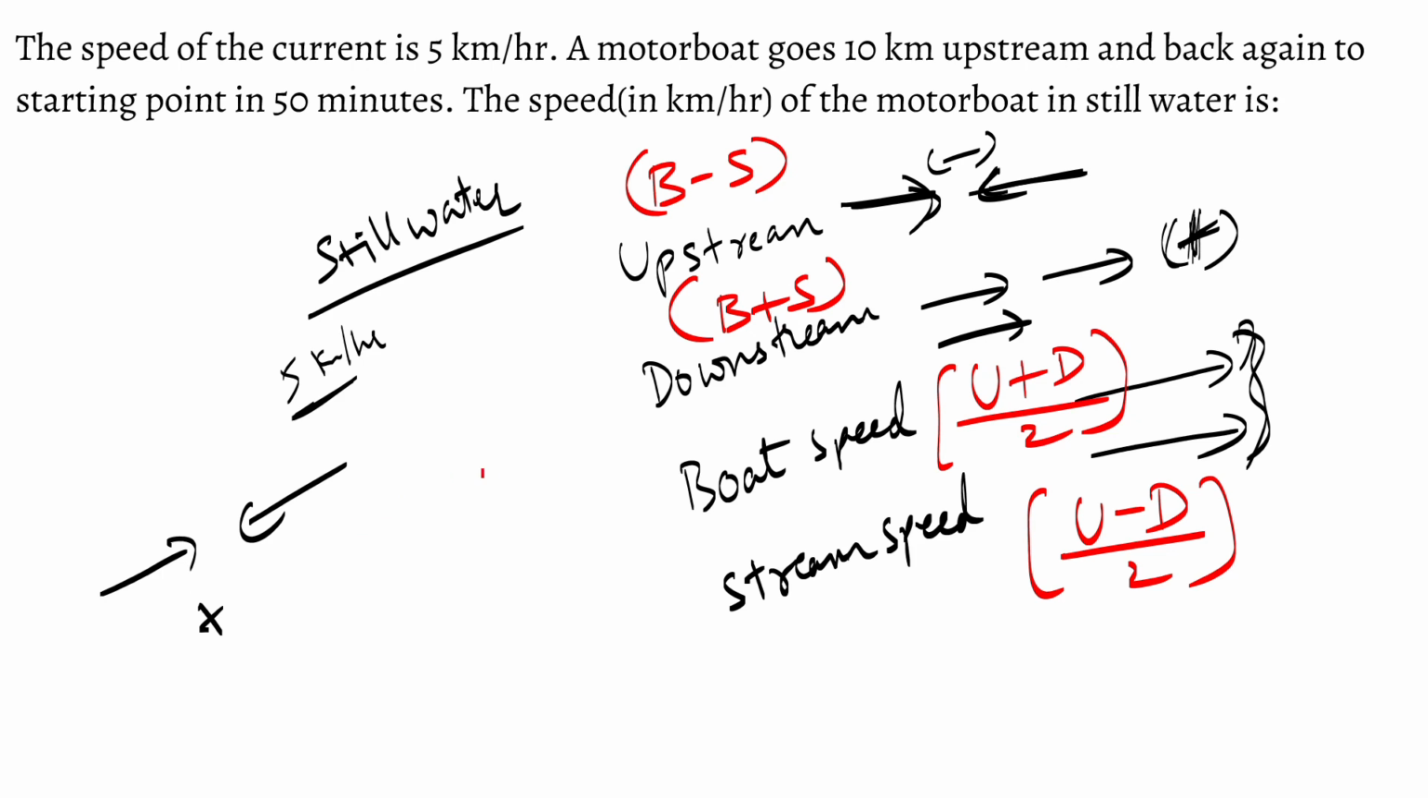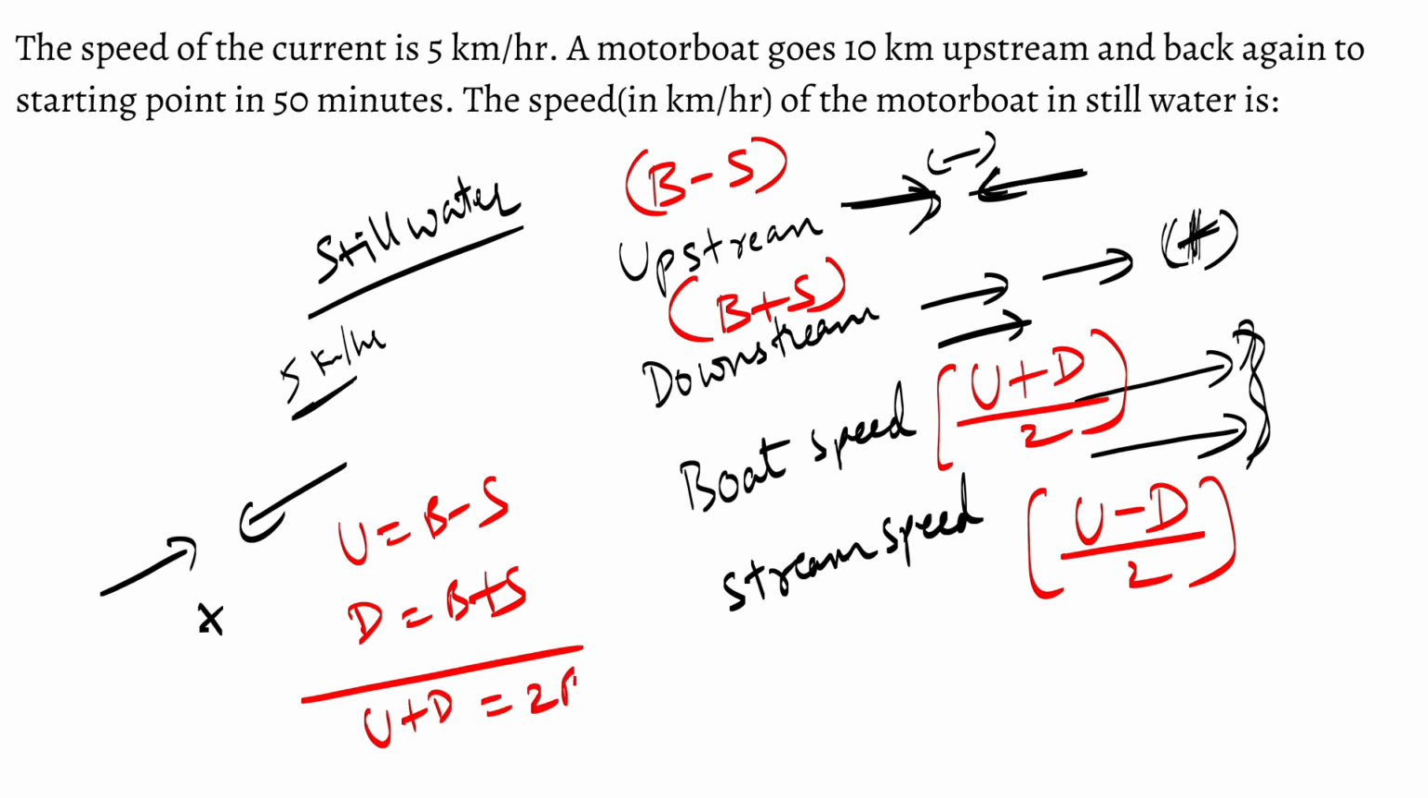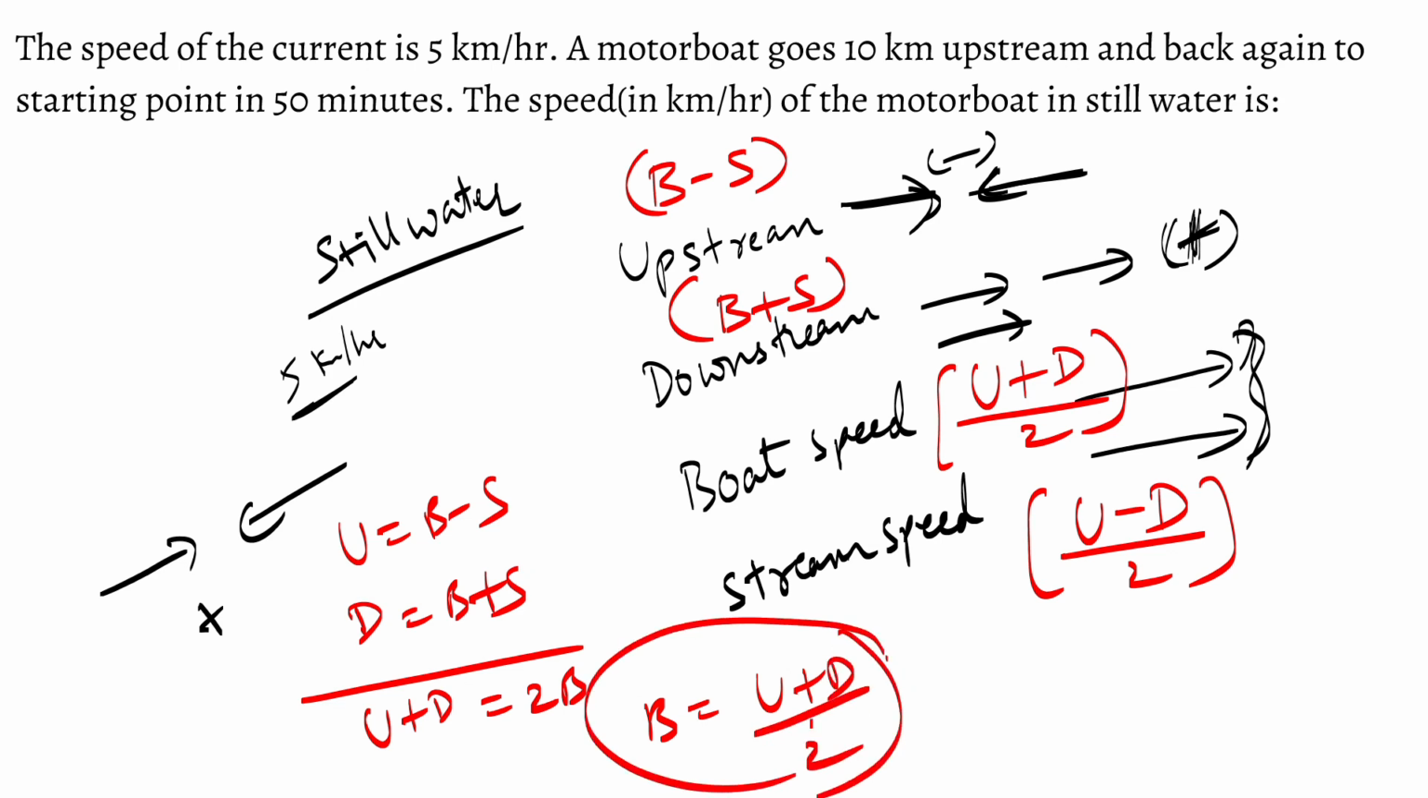Let's say, as we know, the speed of upstream is b minus s, and the speed of the downstream is b plus s. If we add these two, what do we get? u plus d will be equal to 2b. So b will be equal to (u plus d) by 2. Got it? Same goes with the stream speed as well. So remember this, make a note of this. This will be very handy while solving problems related to boats and streams. Let's move on to the first question.